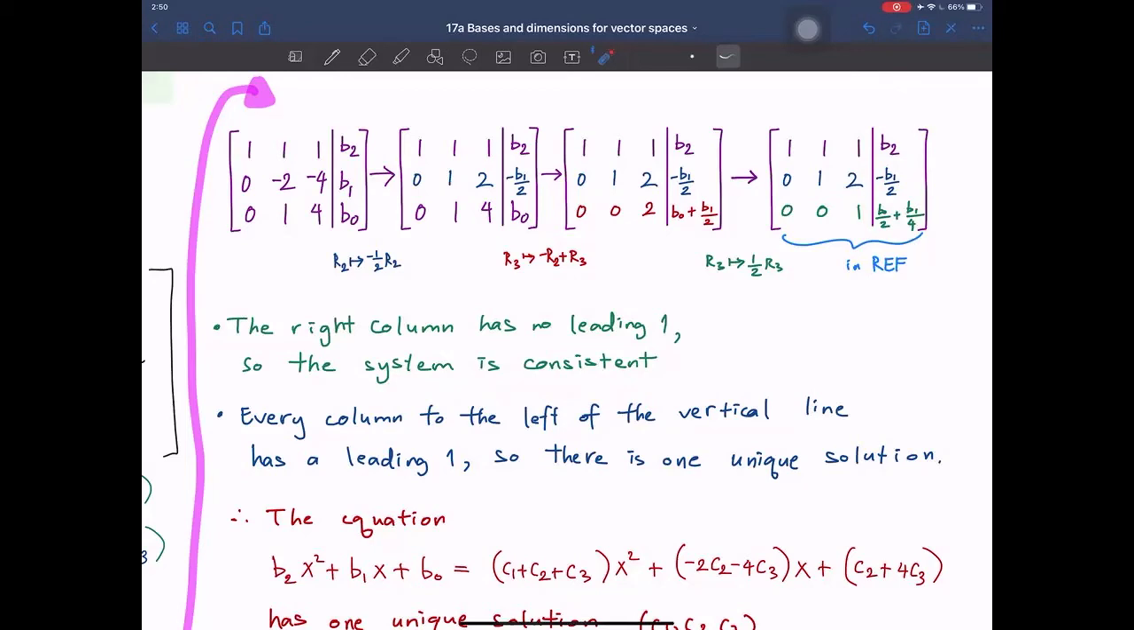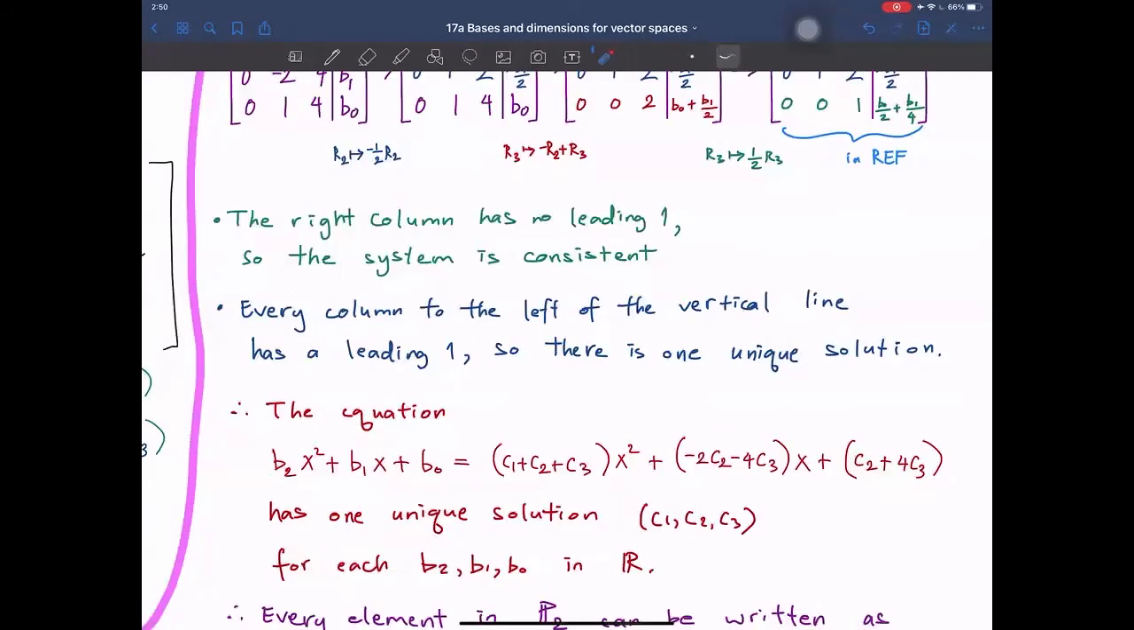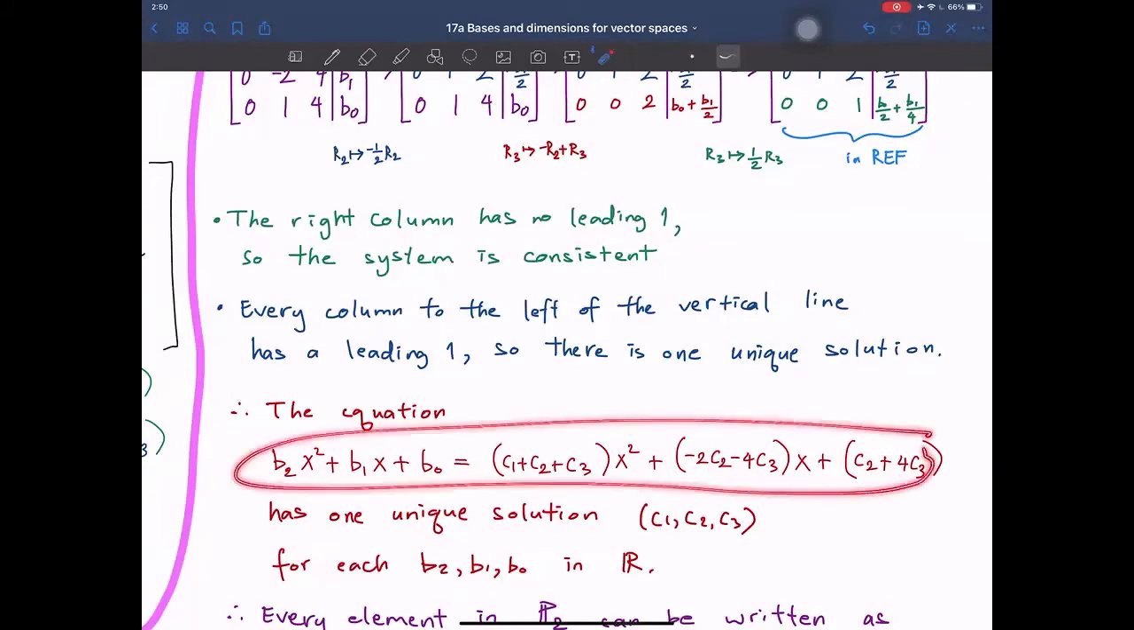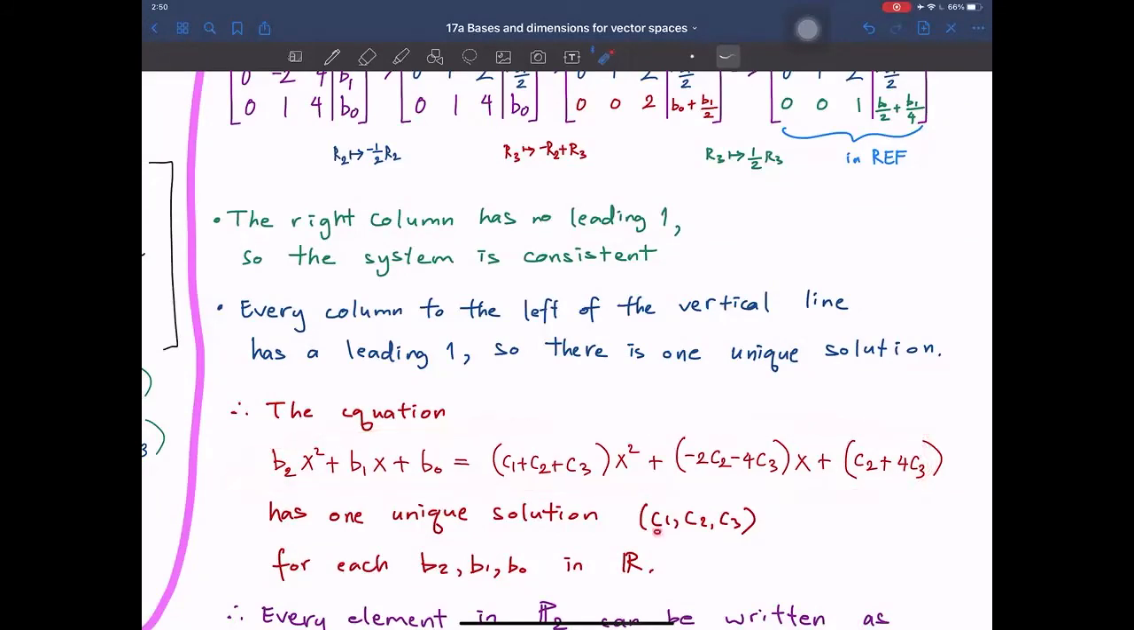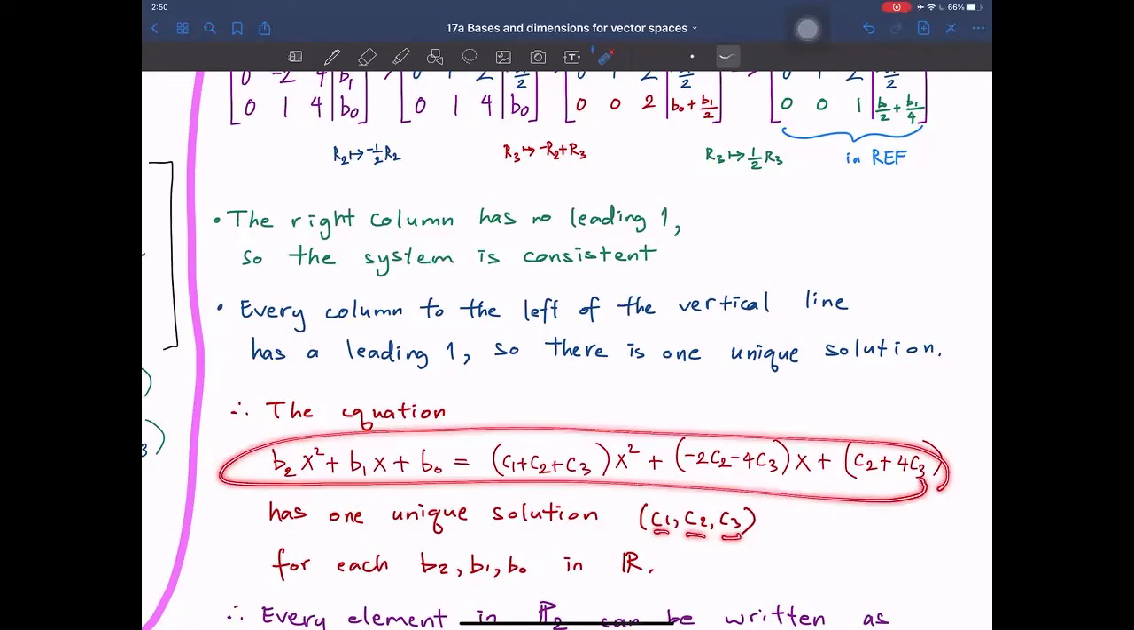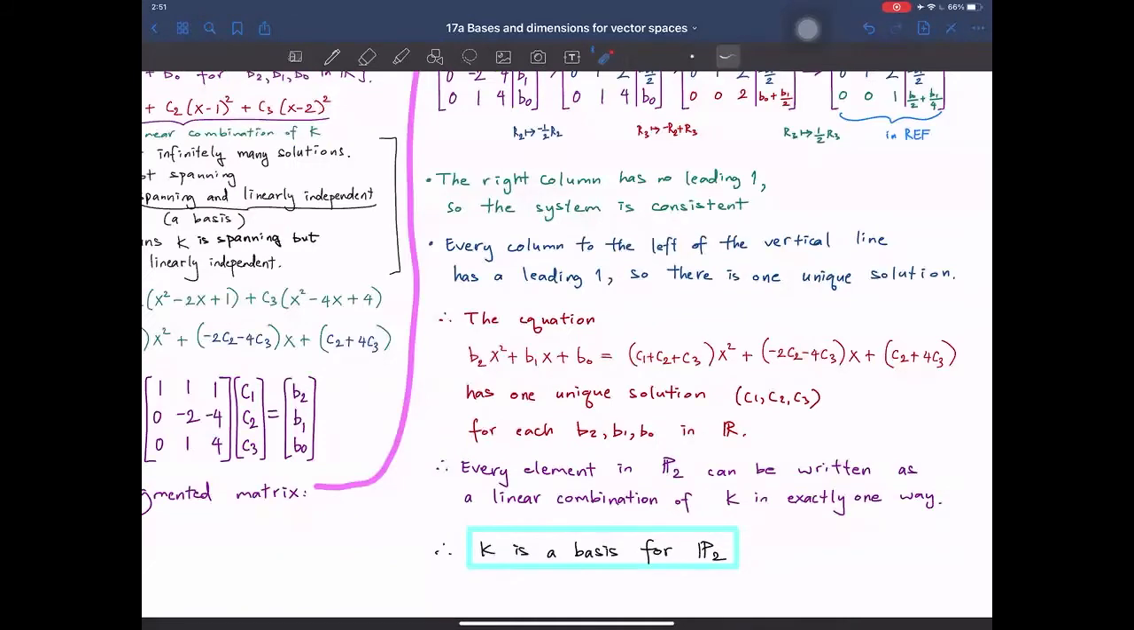And I check that every column to the left of the vertical line has a leading one. This means that there is one unique solution. So our original equation has one unique solution. So there is exactly one C1, C2, C3 such that this equation is true for all numbers B2, B1, B0. Because our B2, B1, B0 were arbitrary numbers, this means that every element in P2 can be written as a linear combination of our subset K in exactly one way. So K is a basis for P2.